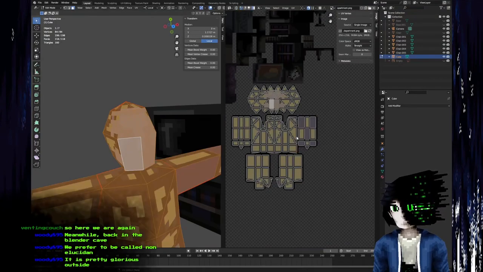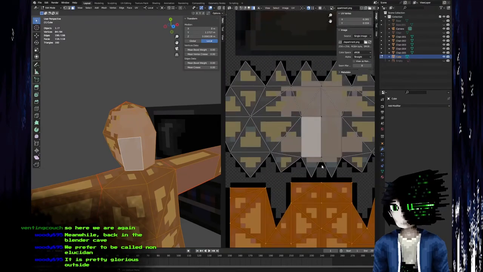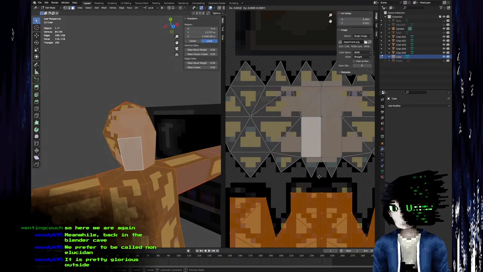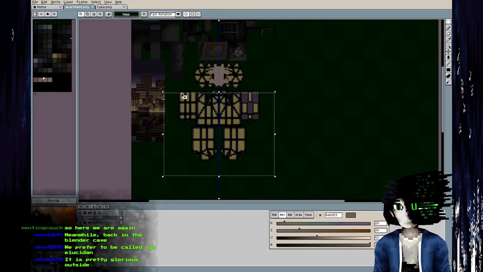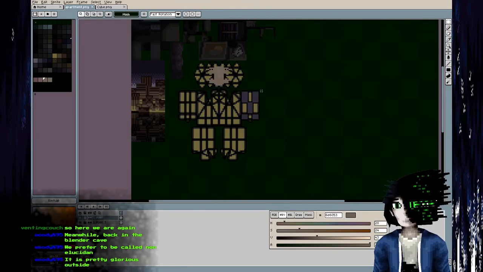I have to move this down, don't I? Well, if I make a note of how many pixels I've moved it down, like 1, 2, 3, I can then adjust this to match. Ah, still got the symmetry tool on. So yeah, it's a hazard, you forget it's on.